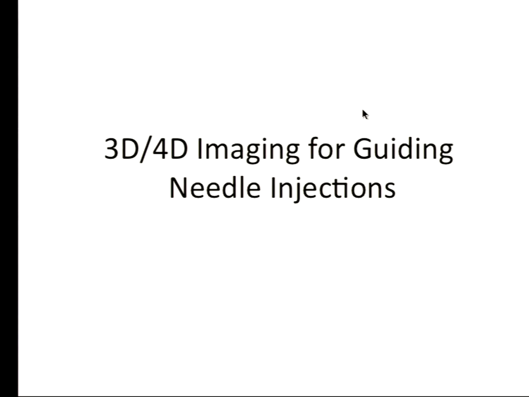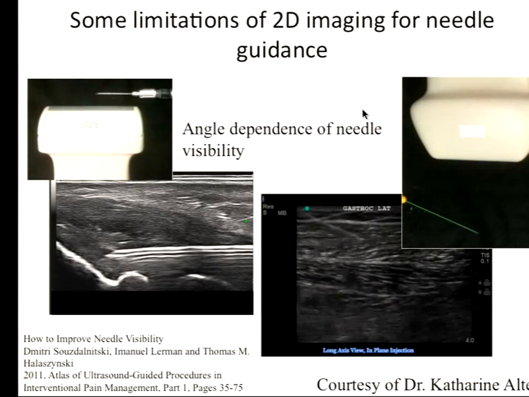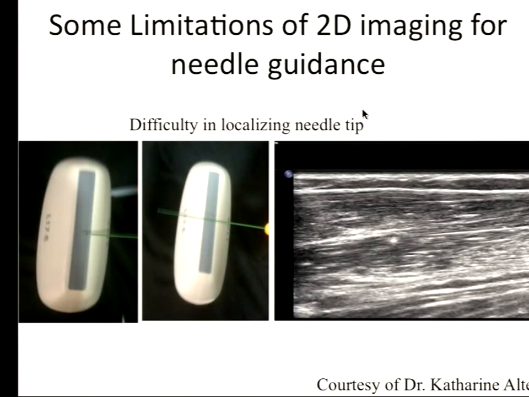So specifically for needle injections, what is the utility? Now, most of you know the problems with using conventional 2D. The orientation of the needle with respect to the transducer is very important. If you are at an angle, the strength of the echo is going to be much smaller. If you're off axis, it is very difficult.